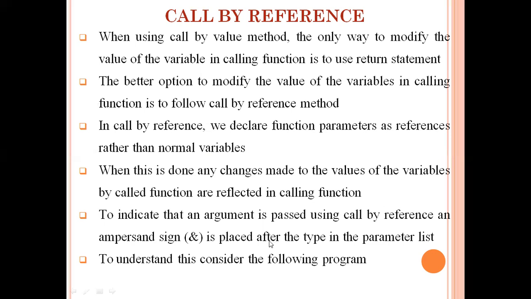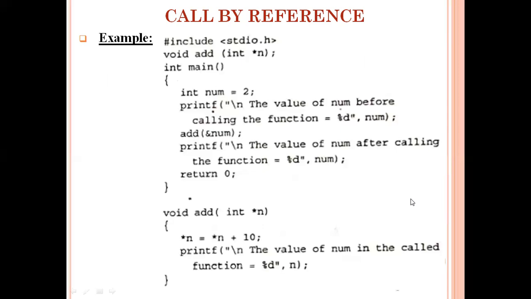In order to represent that, we use this ampersand symbol in the calling function, just before the name of the argument or parameter. And in the called function, we will be using the asterisk symbol, that is, the star symbol. Okay, let us see one example in order to understand this particular concept clearly.